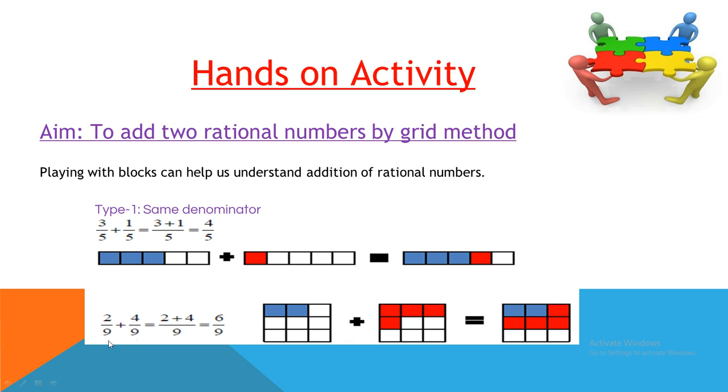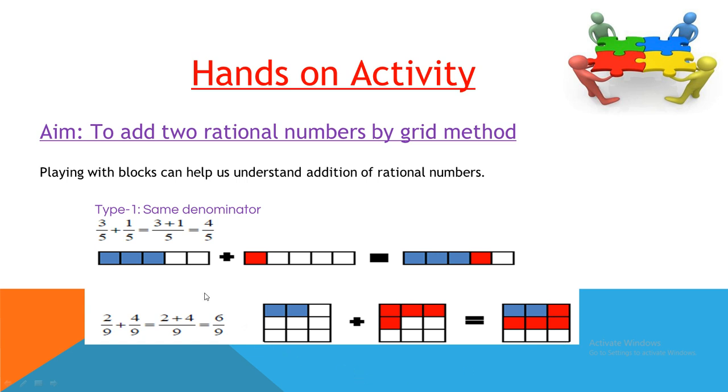So 2 by 9, how do we represent 2 by 9? Shade 2 boxes out of 9 with blue color. Okay, you can choose another color also. Then 4 by 9, how will we represent this 4 by 9? By shading 4 boxes with a different color. Now we have to add them together. So we will make another grid. Clear? So we have 4 red and 2 blue. So we'll get a total of 6 boxes shaded out of 9. So we'll get the answer 6 upon 9.